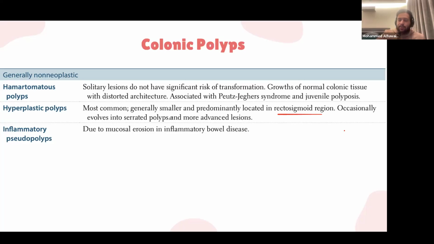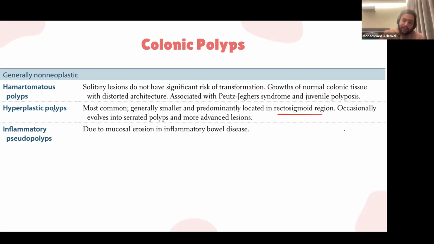What does serrated mean? Serrated means it's like a sawtooth. Or if you look at a knife and you see the border of the knife, it's like this. Another way is cauliflower. That's pretty good, actually. Okay, so that's hyperplastic polyp, okay? We'll get to the image later.